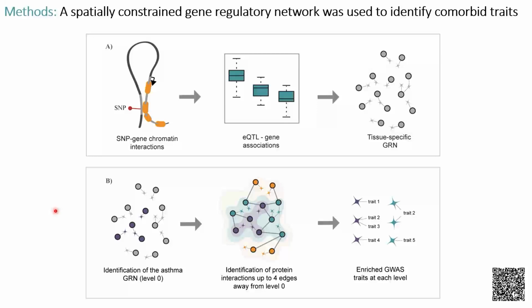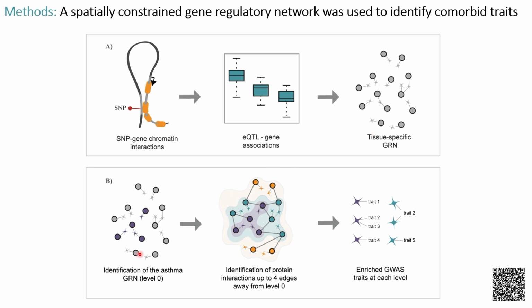To begin, we query Hi-C data to identify physically interacting SNP gene pairs within chromatin. We then filter for those where the SNP is also associated with regulating the expression of its target gene. Doing this for all SNPs in both lung and blood cell lines allowed us to build tissue-specific gene regulatory networks. In these GRNs, again, the SNPs both physically interact with their target genes and regulate their expression.